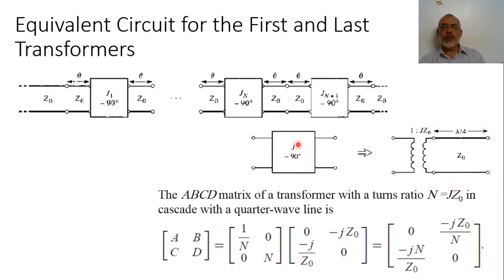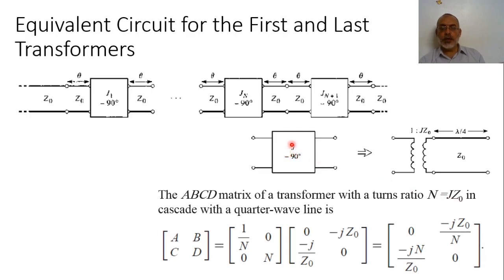Assuming that the inverter has inverting value J, and by normalizing the inverter to Z0, which is the characteristic impedance of the filter, the turns ratio of the inverter would be N equals J multiplied by Z0.